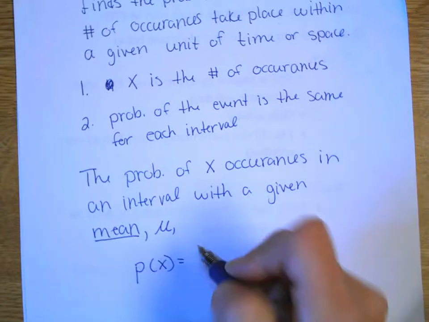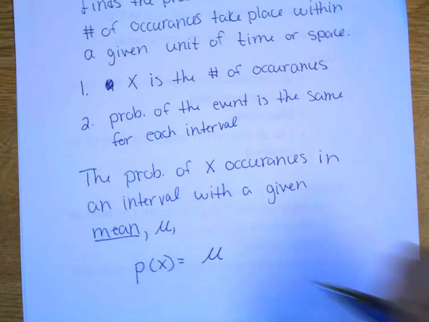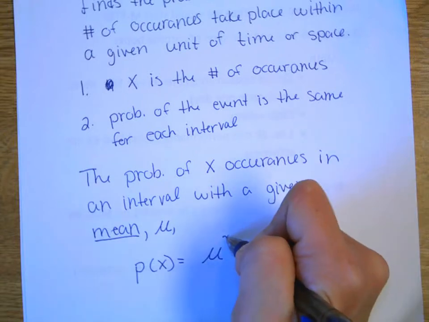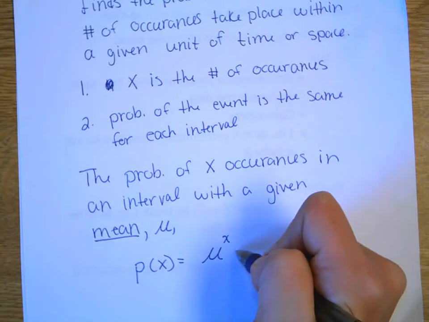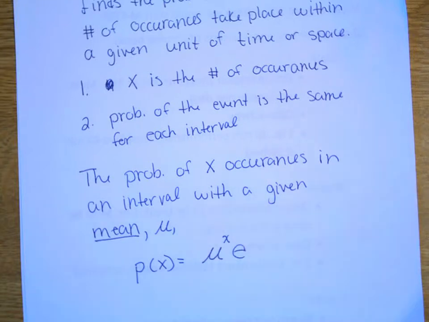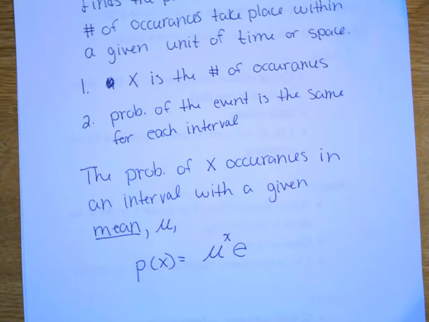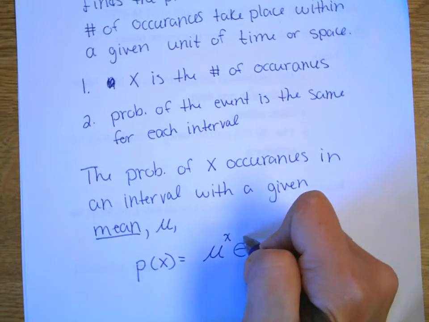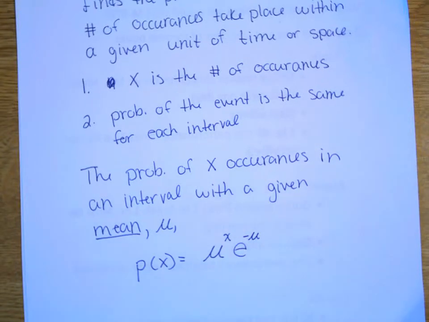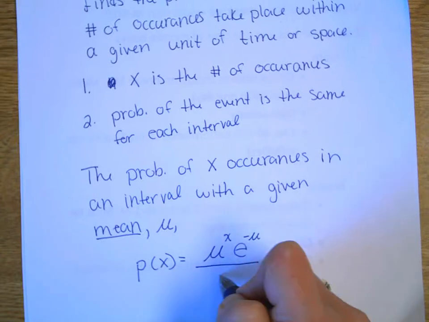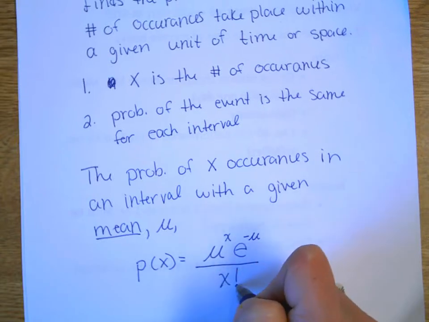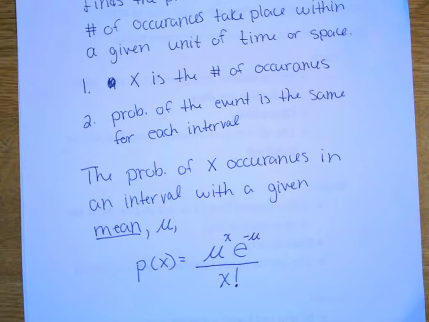Okay, the formula. You're going to take that given mean, raise it to the x, multiply by the constant e raised to the negative mu, all divided by x factorial. This one's kind of ugly, isn't it?